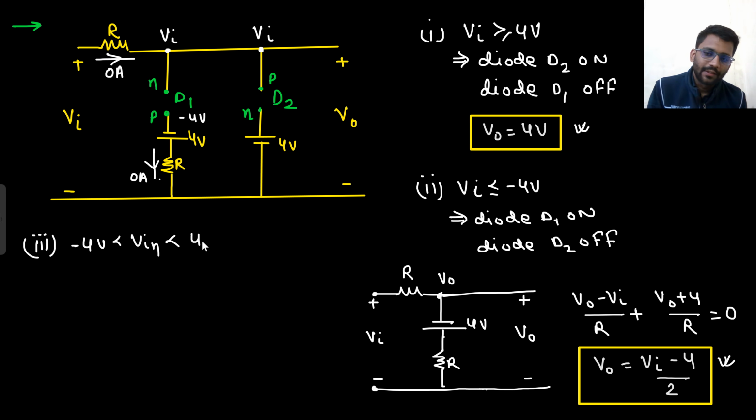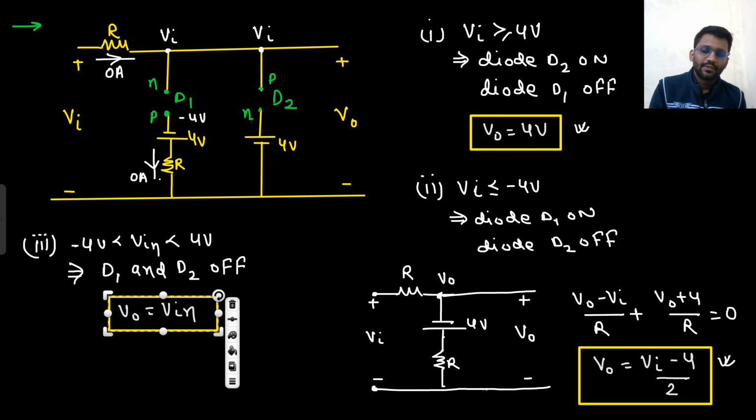V in is between minus 4 to 4. At that time, what will happen? Both diode D1 and D2 will be off. You can check as well. Take an example, take 2 volt. P is at 2 volt, N is at 4 volt. D2 is off. N is at 2 volt, P is at minus 4 volt. D1 is off. Both diode D1 and D2 will be off. If both are off, that means V out will simply be equal to V in.